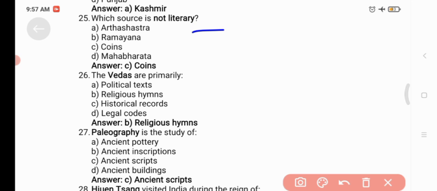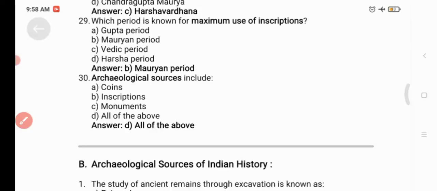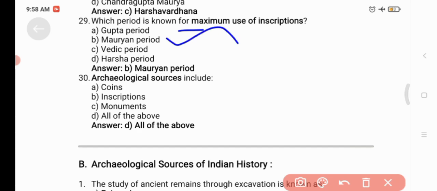Which source is not literary? Option C, coins. The Vedas are primarily option B, religious hymns. Paleography is the study of option C, ancient scripts. Hiuen Tsang visited India during the reign of option C, Harshavardhana. Which period is known for maximum use of inscriptions? Option B, Mauryan period. Archaeological sources include all of the above: coins, inscriptions, monuments.